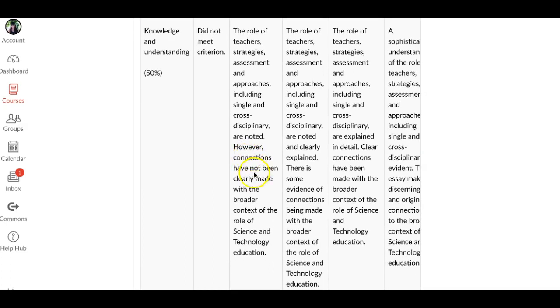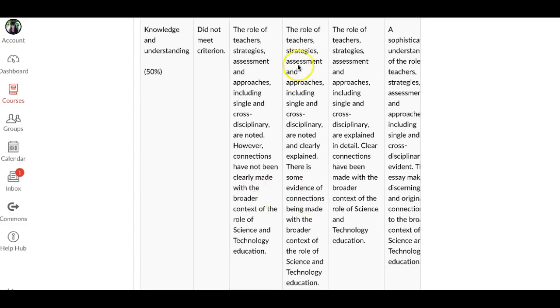So for a pass, however, your connections have not been clearly made with the broader context of the role of science and technology education. Now, broader contexts means that you've made some links between what students are being taught and why and how this benefits them out in the world in later life. So it's really a key part of this essay, the broader context. What's the purpose of teaching science and technology?